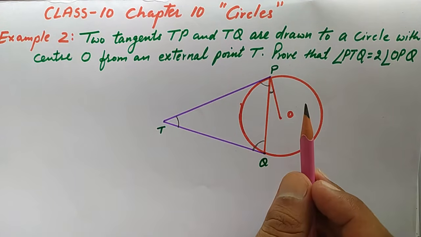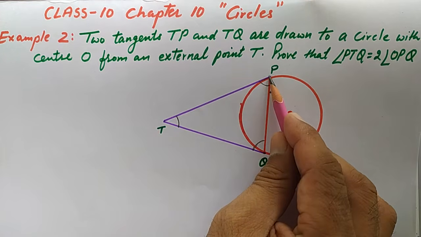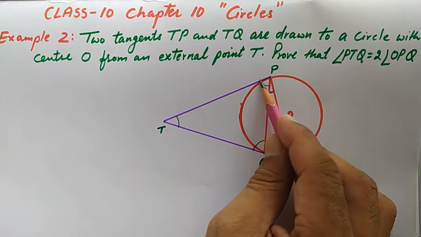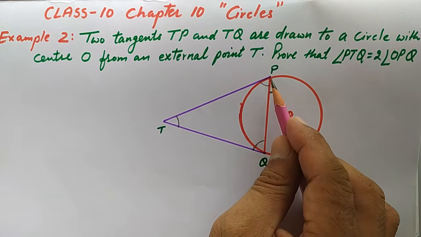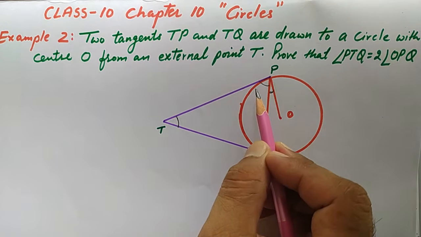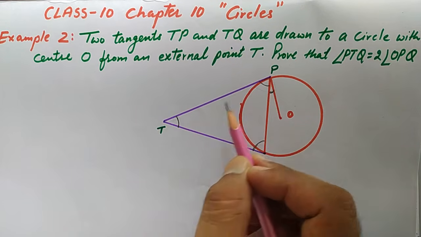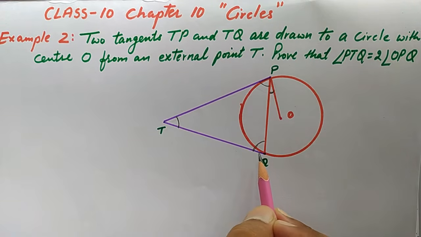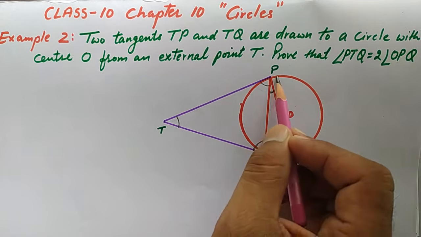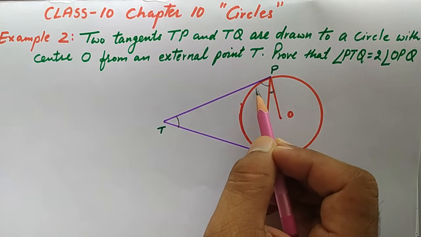Now the second theorem is the tangent is perpendicular to the radius through the point of contact. It means the angle between a tangent and radius at the point of contact is 90 degrees. It means this angle OPT is 90. This full angle is 90 degrees. These are two theorems. First theorem is TP is equal to TQ, means tangents from an external point are equal. Second theorem is that the tangent is perpendicular to the radius through the point of contact. It means this full angle is 90 degrees.